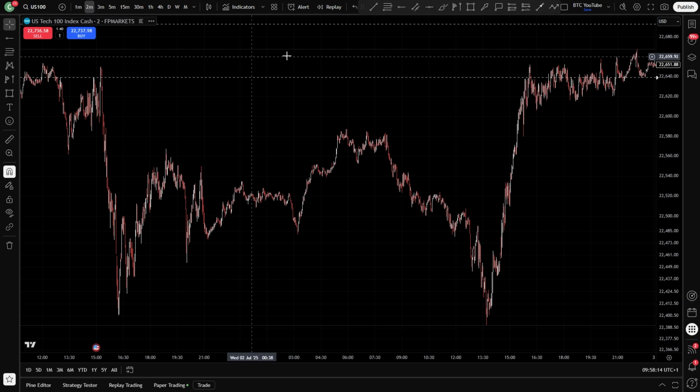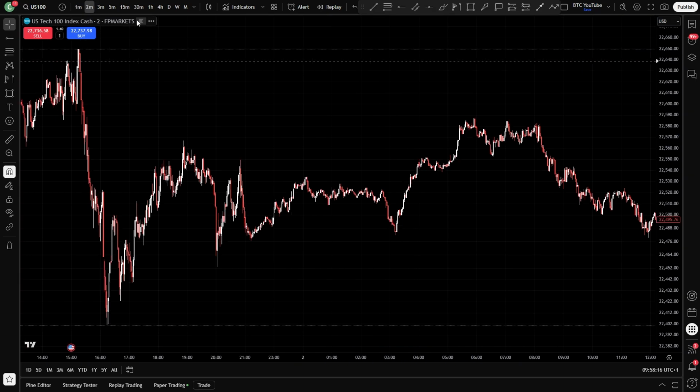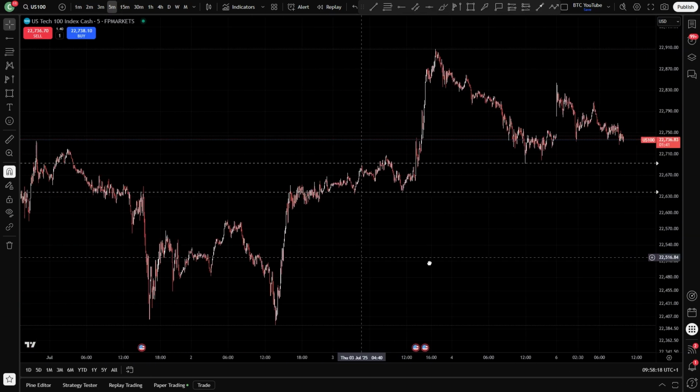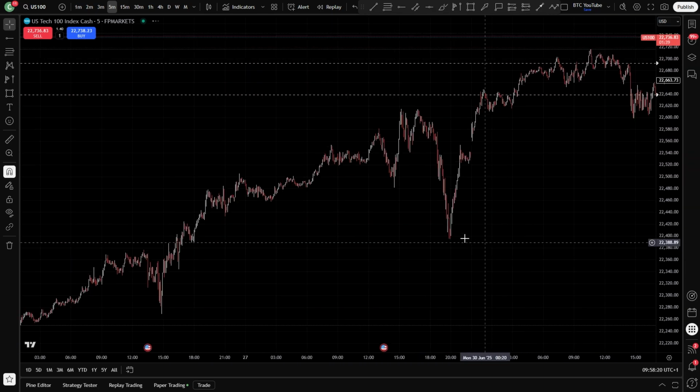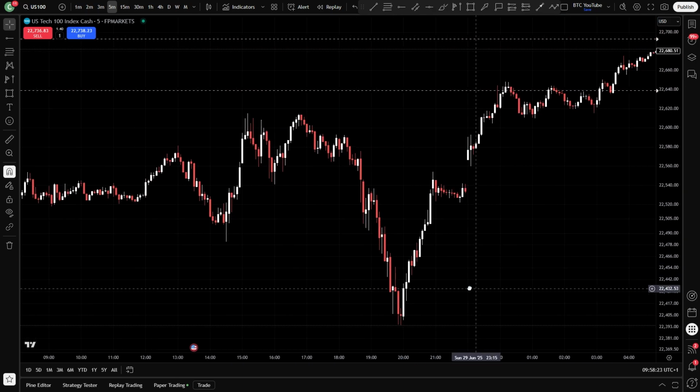So you can see we've got some potential ideas here of what we're looking for. These V-shaped recoveries happen all the time and they're really, really good. 5-minute ones are especially good. There were some really textbook ones last week. You can see the really, really good one here.